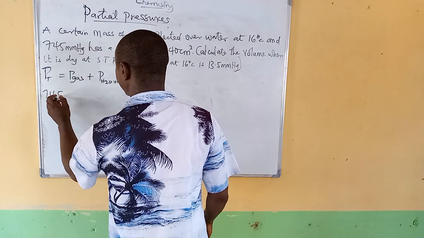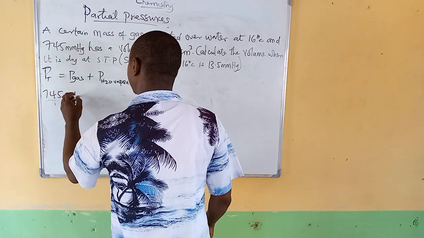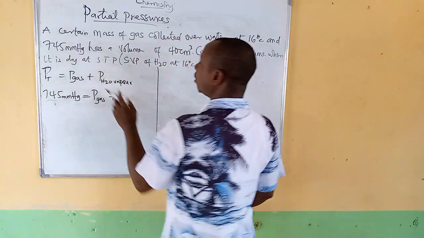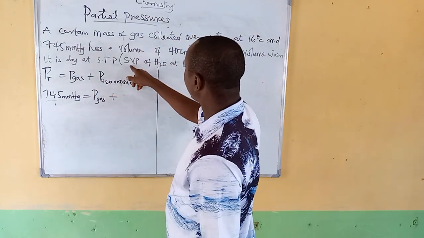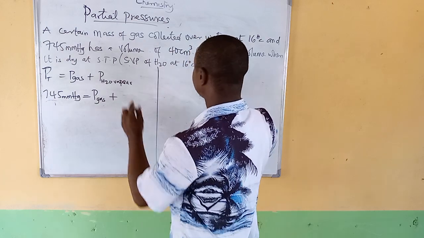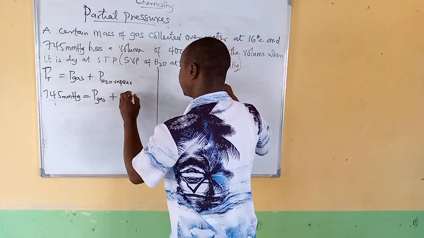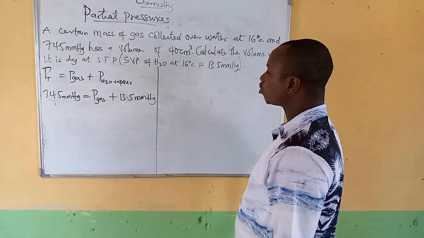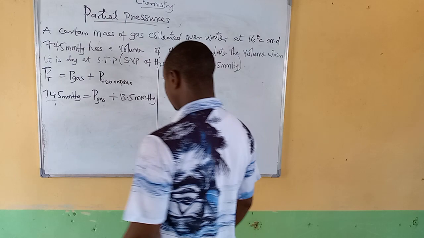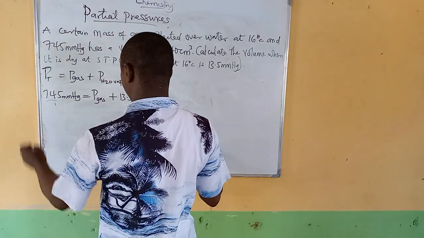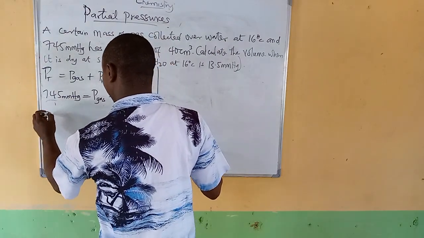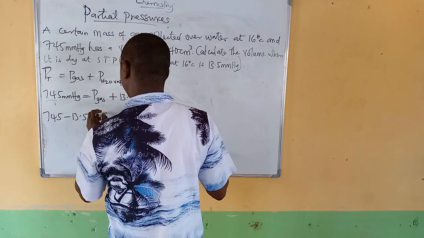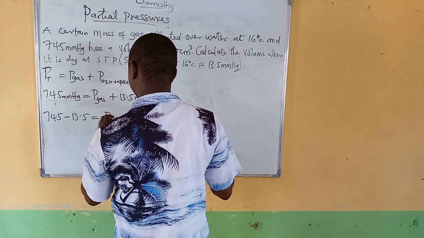So P total here is what? 745 millimeter mercury. Let me just be adding the unit. Equals P gas plus P water. They gave us saturated vapor pressure of water as 13.5 millimeter mercury. And of which we can make P gas the subject of the formula. So that means, okay, let me just collect like terms. 745 minus 13.5 equals P gas.